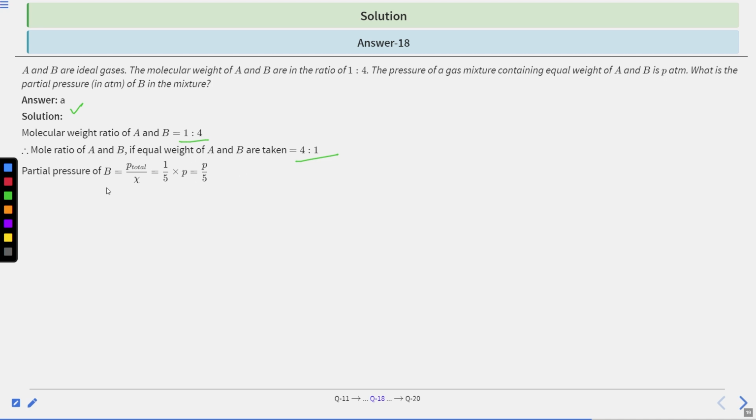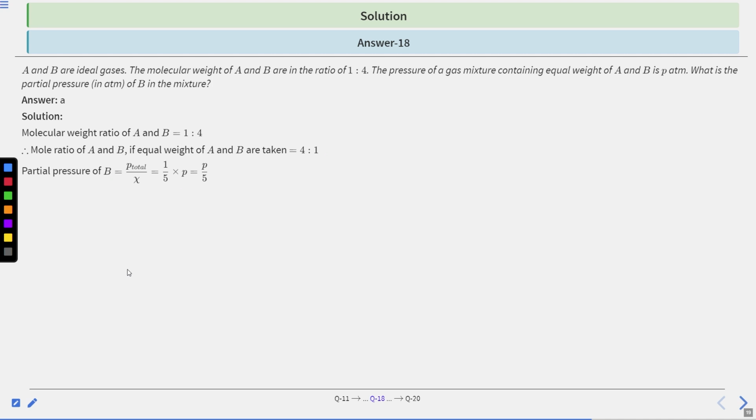The partial pressure of B will be equal to total pressure times the mole fraction. The total pressure is P as given in the question, and the mole fraction is 1/5. If we take 4x and 1x as the mole ratio of A and B, then the mole fraction of B comes out as 1/5. So the partial pressure of B will be P upon 5. Hence, option A is the correct answer.